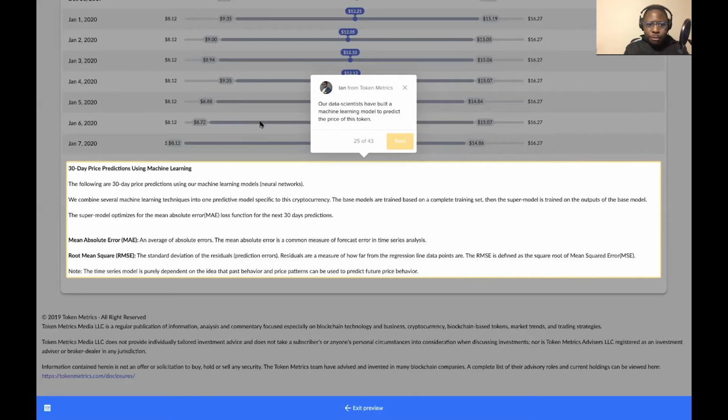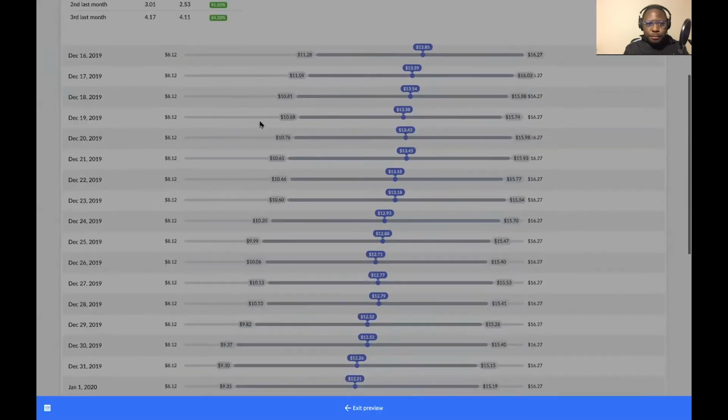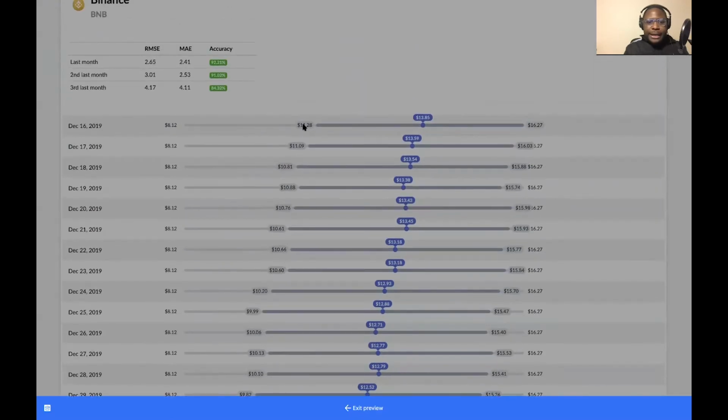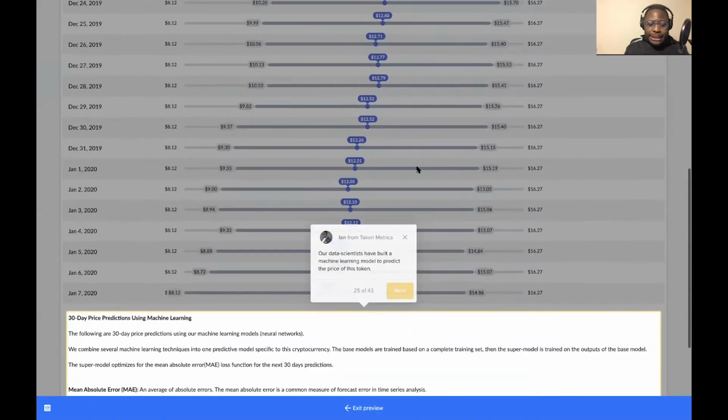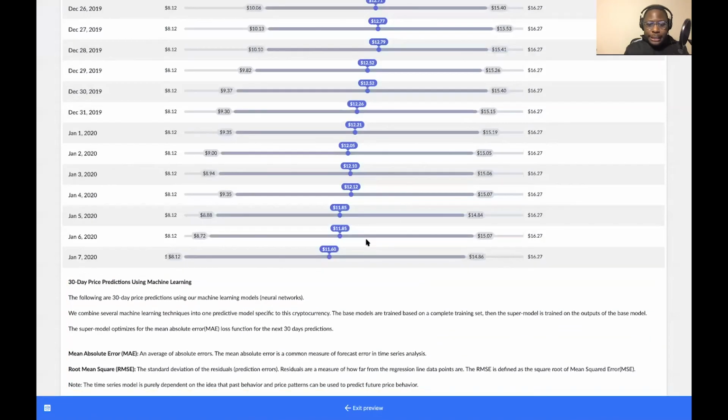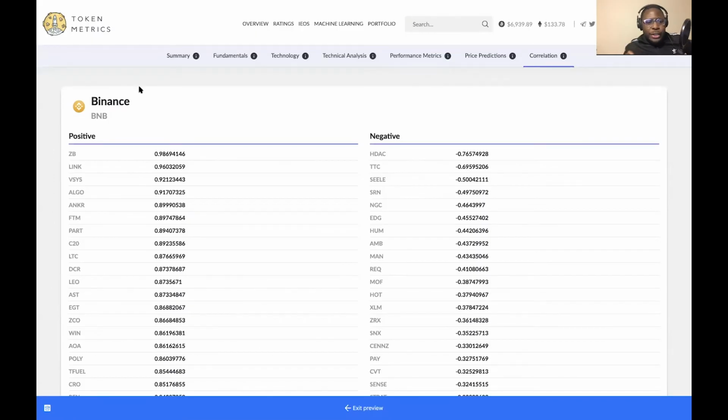But at a high level, there are basically 2 points. Starting here with the first day, we give you a high and a low of a range, and then the model predicts a particular price it thinks this cryptocurrency is going to be at this point in time. And it does that over the course of the next 30 days. So as you can see here, it's basically predicting that Binance is going to decrease in value over the course of a month.